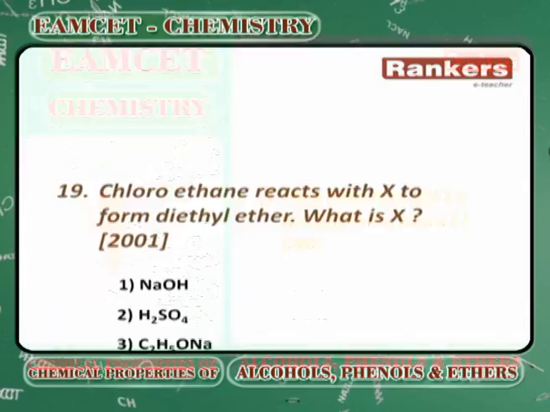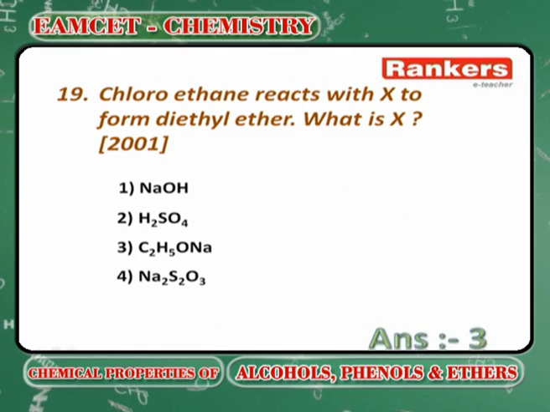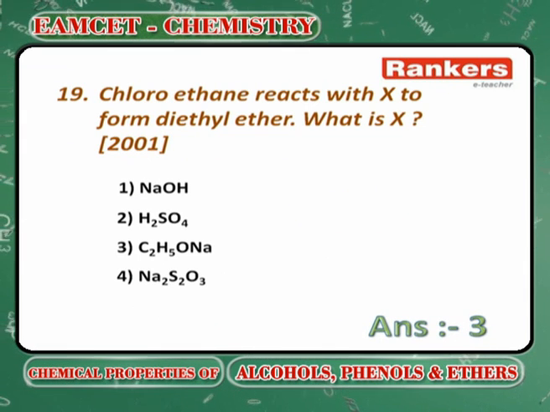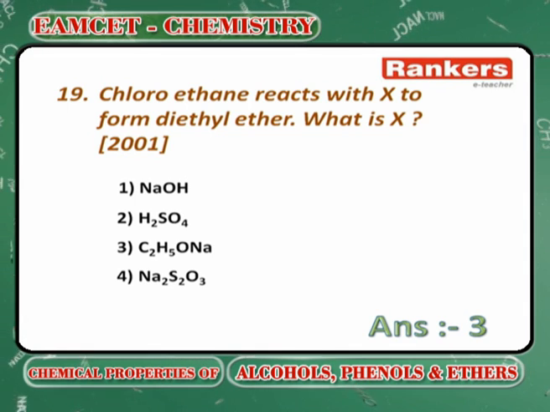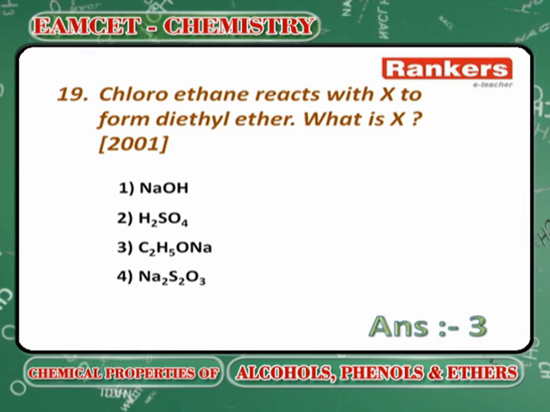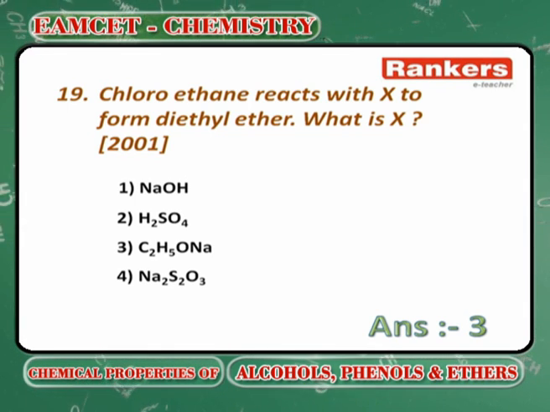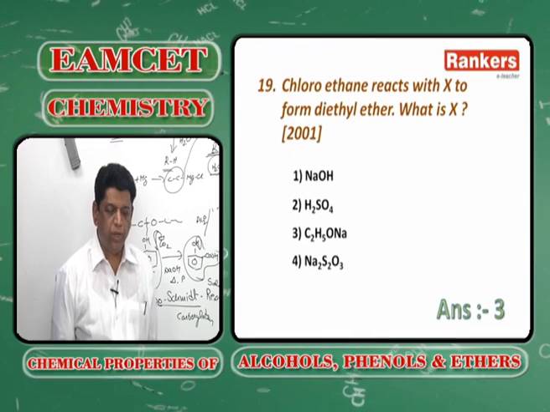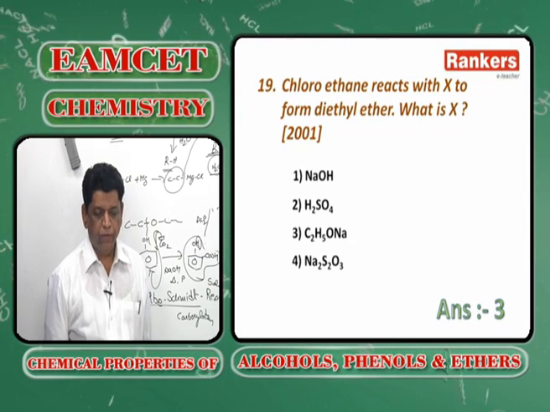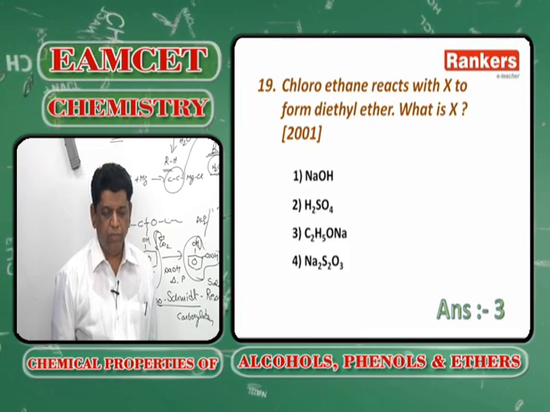Next, chloroethane reacts with X to form diethyl ether. So an ethyl halide is becoming an ether, which means you need an ethoxy group. So when you add the ethoxy group, the ether comes. What is X? Sodium ethoxide is the answer. So the answer goes to the third option, sodium ethoxide.